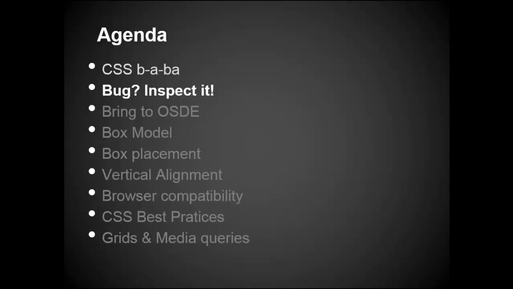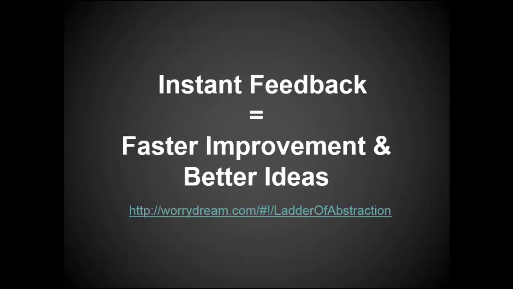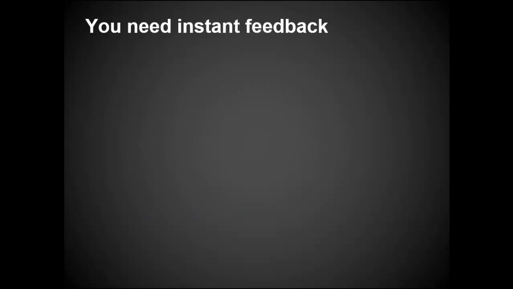Now that we have seen how to solve exercise 2, let's move forward in our agenda. In this next topic, we are going to try to understand what the inspector is and how we can use it. We are going to understand how CSS problems can be tackled faster. And changing faster also means faster improvement and better ideas. If the feedback is instantaneous, your productivity will be unmatched. So you need instant feedback.